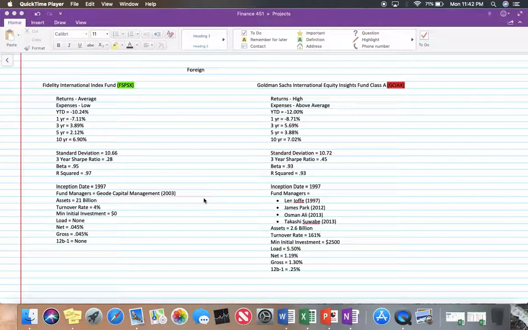So overall, I would be more interested in investing in the Fidelity International Index Fund because of fairly good returns, highly correlated with the market, and considering low fees and a pretty big asset portfolio.